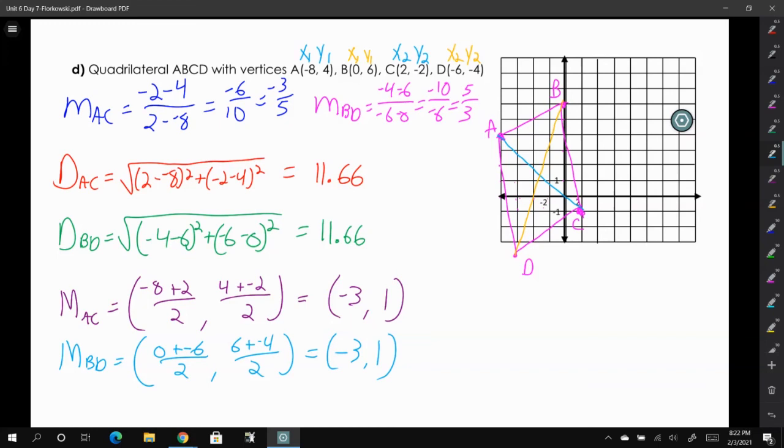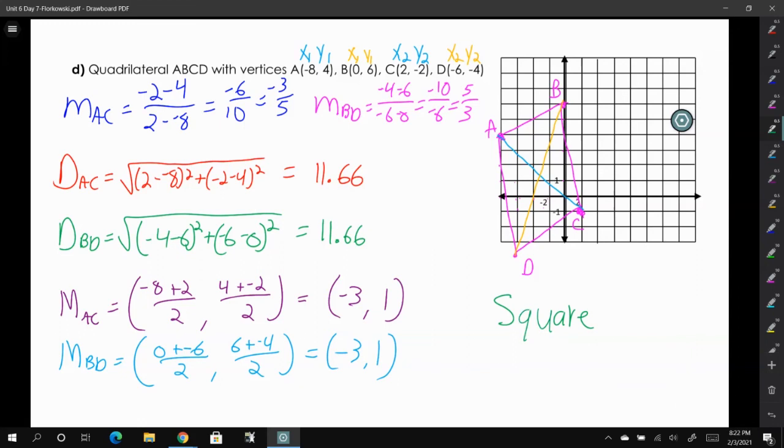So if we look back at the chart on the very first page, you would see that the only shape that has all of these characteristics for the diagonals is a square. So this shape must be a square.